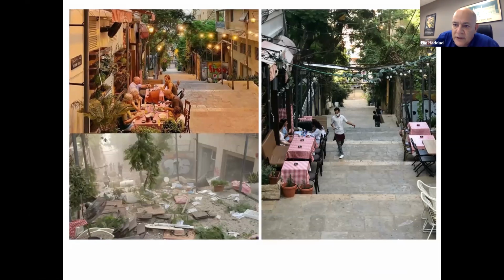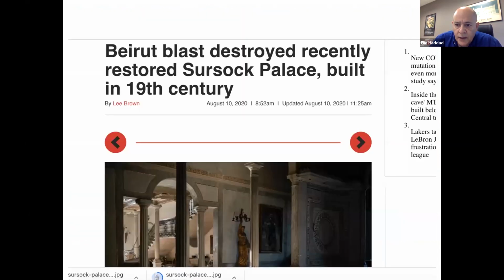The picture that you see here shows on the left the before and after of the explosion, but on a positive note, the picture to the right shows a recent shot I took about a week ago, and you see the resilience of people basically reopening the restaurant, cleaning up the stairs, and trying as much as they can to bring life back to this neighborhood.